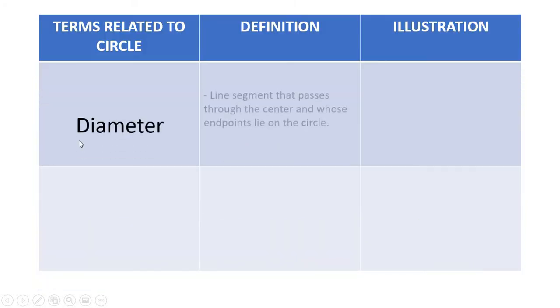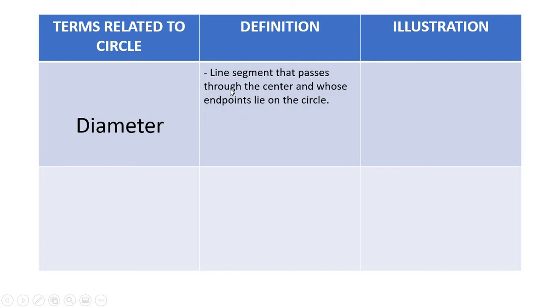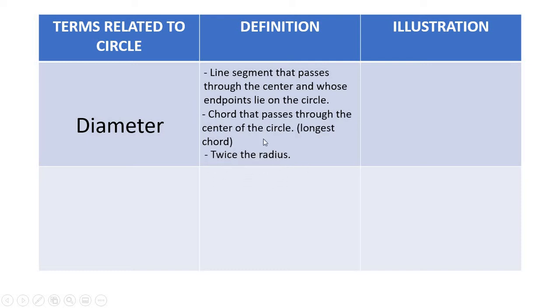Next, we have the diameter. Line segment that passes through the center and whose endpoints lie on the circle. Chord that passes through the center of the circle. It is the longest chord. And it is twice the radius. So, here is an illustration of a diameter. Line segment that passes through the center. For this example, the center A. Diba? Yung line segment, dumaan doon sa center A natin. At yung endpoints ay nasa circle, which are point E and point F.